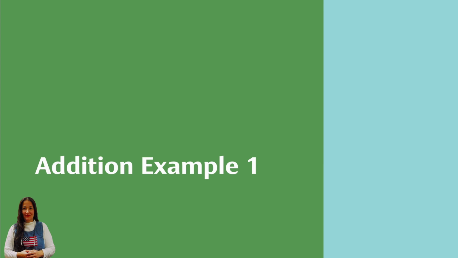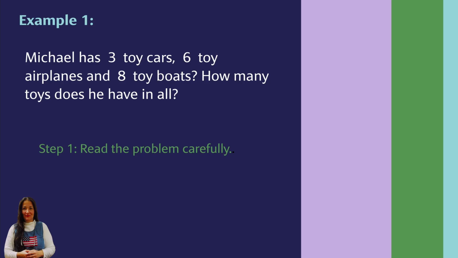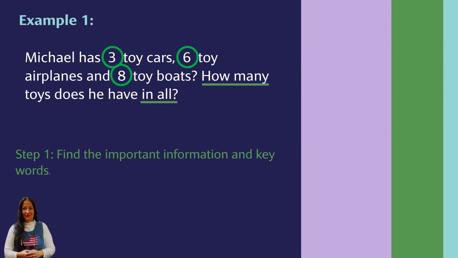Addition example 1. The first step is to read the problem carefully. Michael has 3 toy cars, 6 toy airplanes, and 8 toy boats. How many toys does he have in all? We're still in step 1. Find the important information and key words.